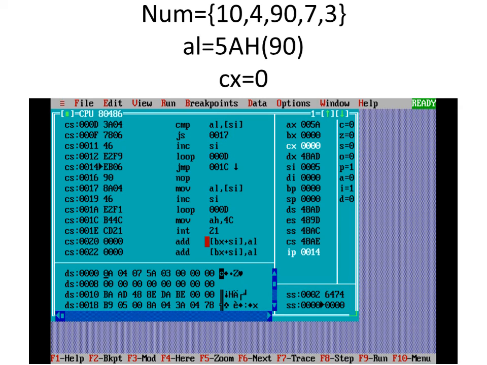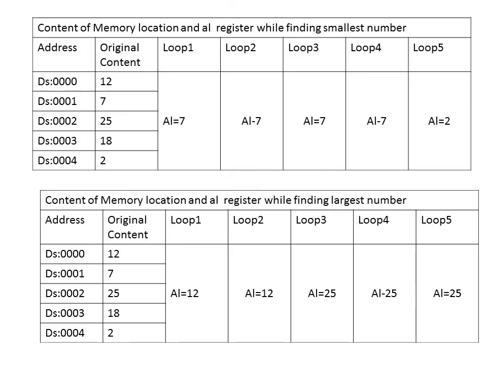I hope you understood this particular experiment. Now there are some observations asked in this experiment. The content of the array in data segment memory is 12, 7, 25, 18, 2.